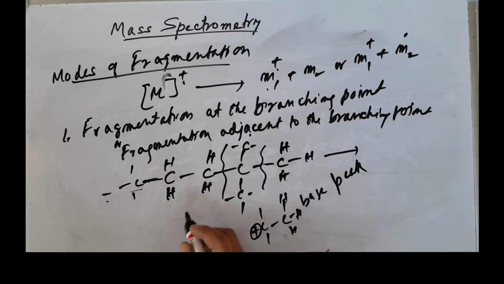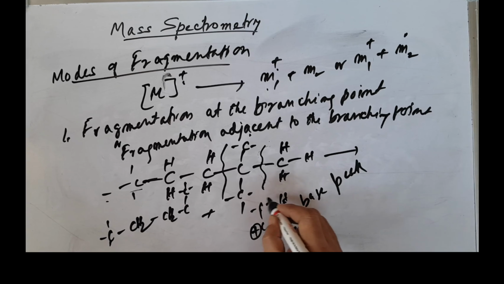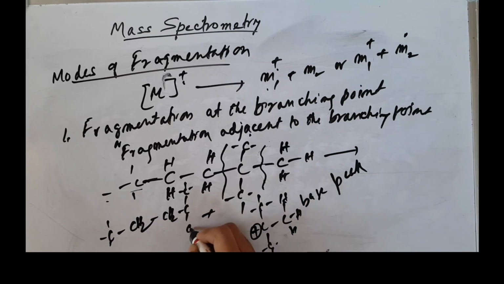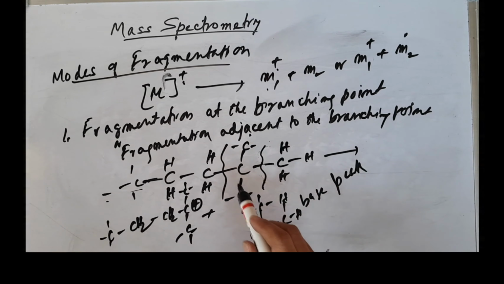Here also another fragmentation can take place, or then another one. So CH2, CC. Okay, another one. So you compare these two ions. Here, the value of this will be the base peak. So what I'm telling is that fragmentation can take place at the branching point.